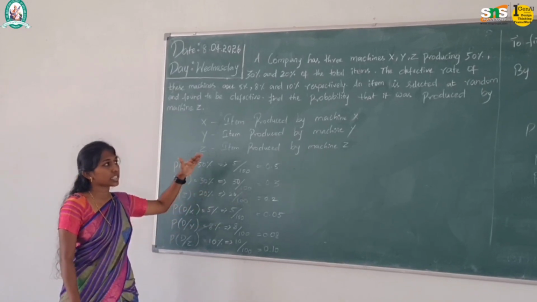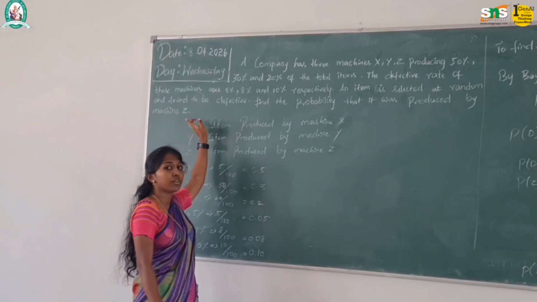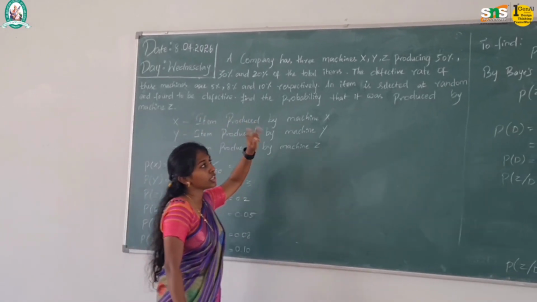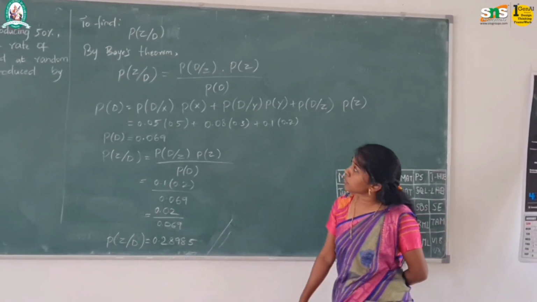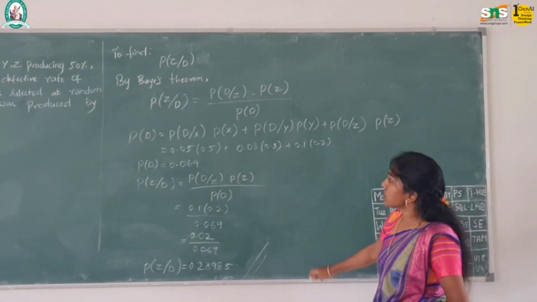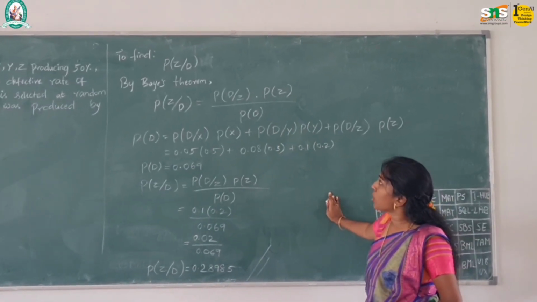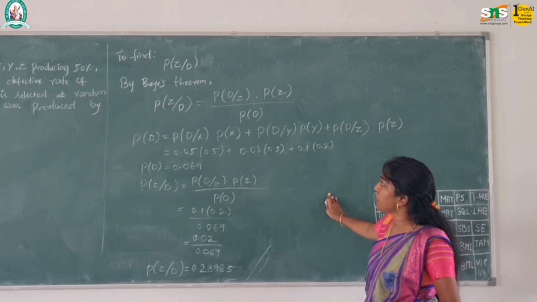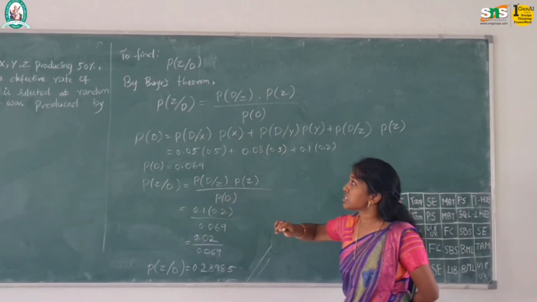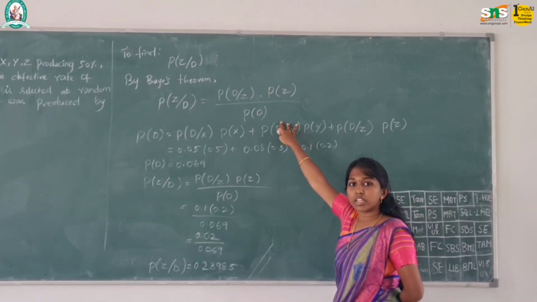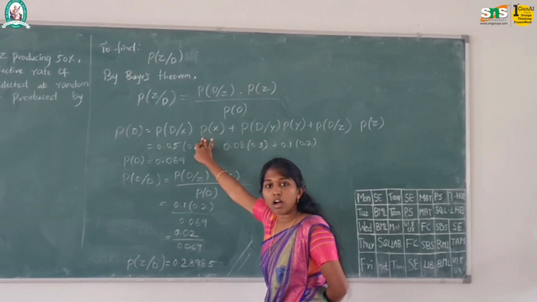These are the terms given in the question, and we are going to find the probability that a defective item was produced by machine Z, which means finding the probability of Z given D using the Bayes theorem. The formula is P of Z given D is equal to P of D given Z into P of Z divided by P of D. Here P of D given Z and P of Z are given in the question, but P of D is not given. So first we are going to find the value of P of D.